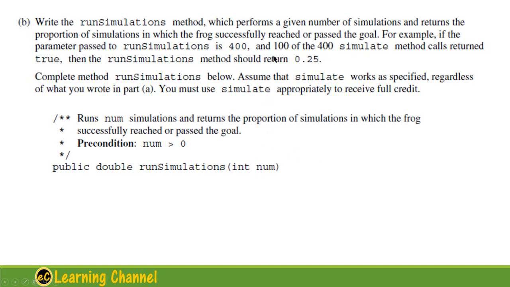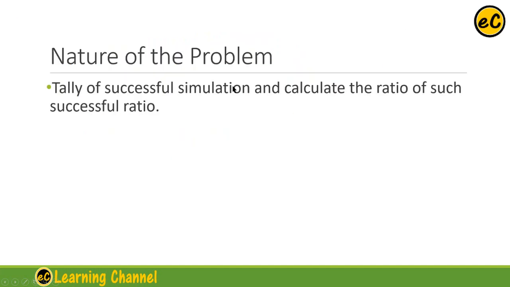For example, if you have 100 successful tries, then you end up with a successful rate of 0.25. So the nature of the problem is to tally the successful simulations and calculate the ratio of successful ones.